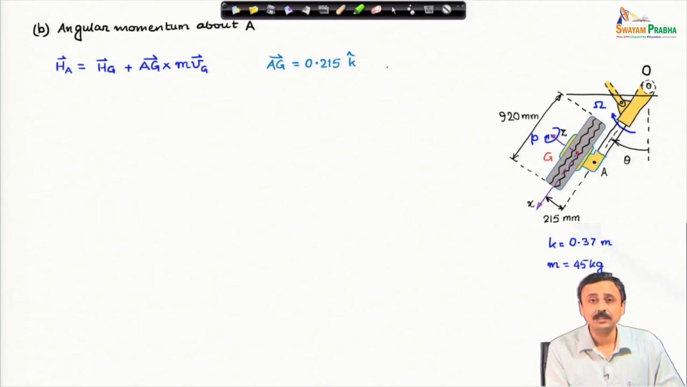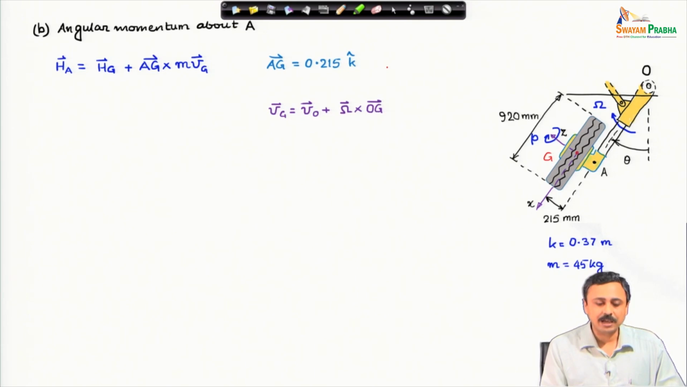The vector A G is known completely. We have therefore the angular momentum about the center of mass, which is already calculated in the previous step. We have to just add to it the contribution to the angular momentum because of the linear momentum of the center of mass, so moment of linear momentum of the center of mass about A, that is the additional term, and this we have discussed.